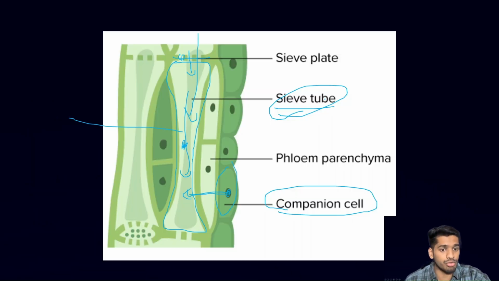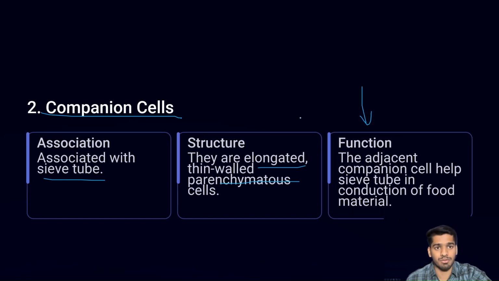So now you know why the sieve tube does not have a nucleus: I don't want anything to be an obstruction, but I also don't want this sieve tube to be dead. So I have another cell, which is known as the companion cell. It is going to keep my sieve tube alive. So this was pretty much about your sieve tube and companion cells.